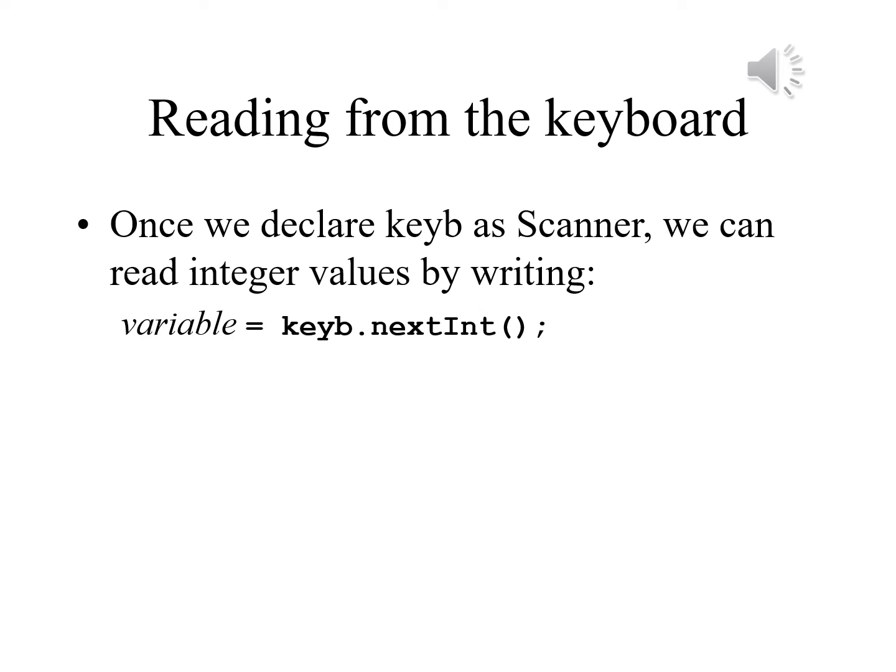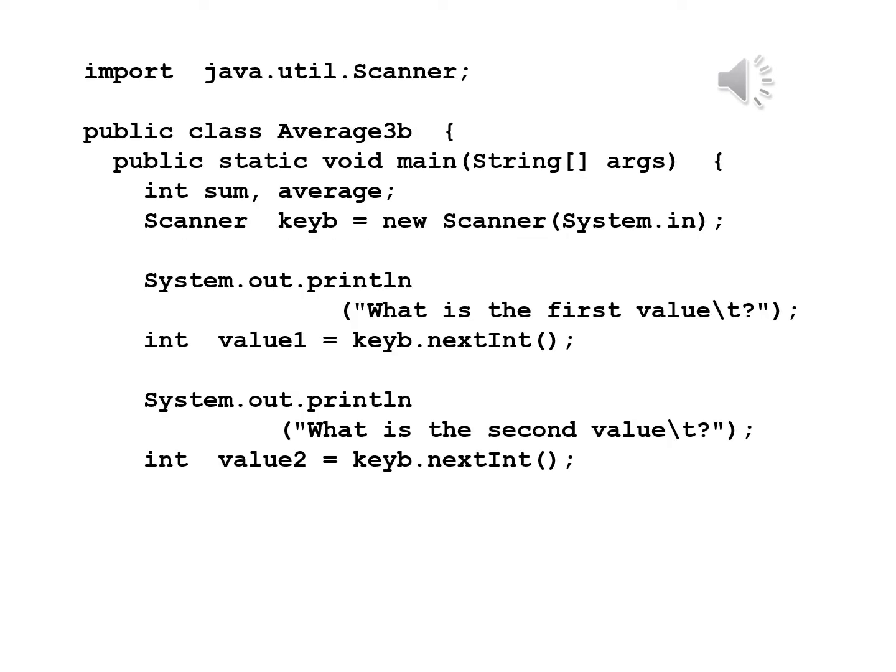Once we have declared keyboard as an object of the class Scanner, we can now read integer values fairly easily. We have the name of the variable where we will store this input. We have an equal sign, and then keyboard.nextInt(). Now notice again, nextInt is a method, and we need open and close parentheses even though there is nothing inside. This belongs to the object known as keyboard, and we'll talk more about this in a few weeks as we get into objects. Let's take a look at our program.